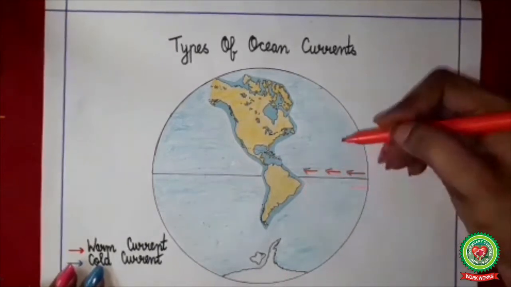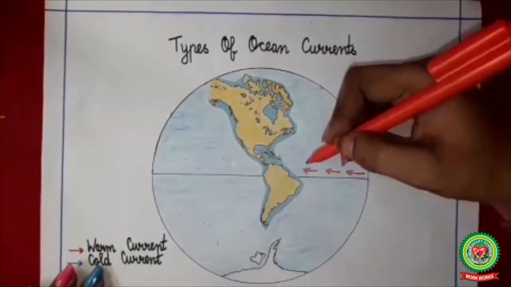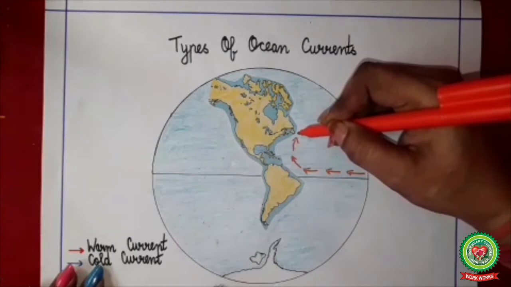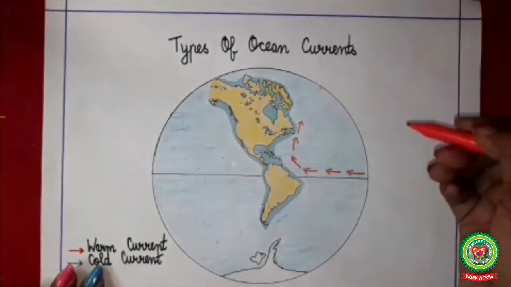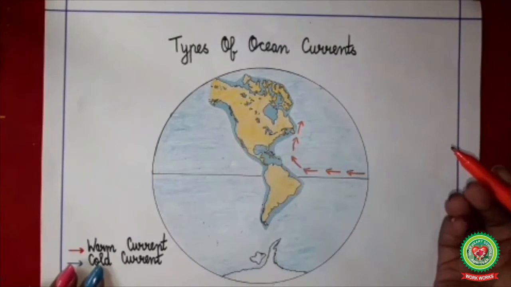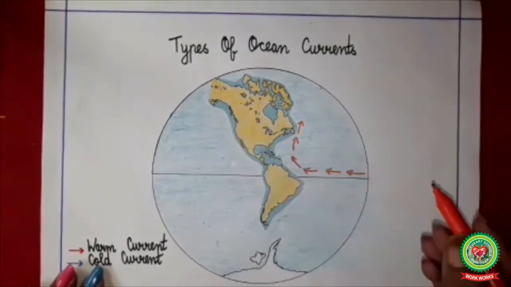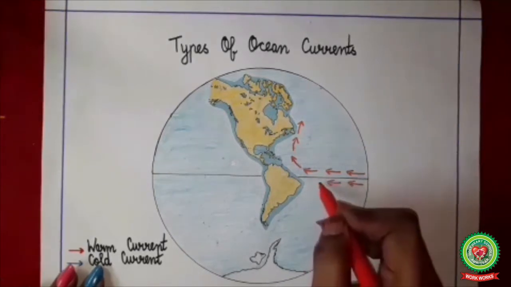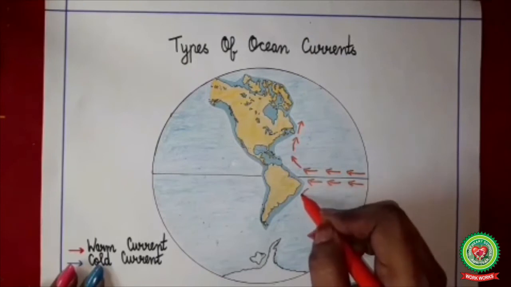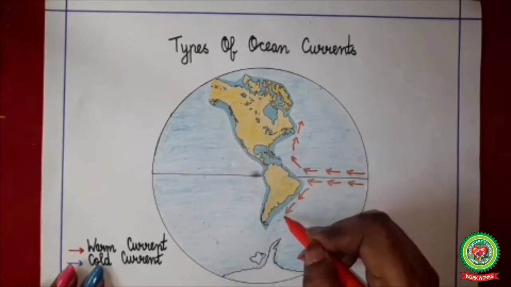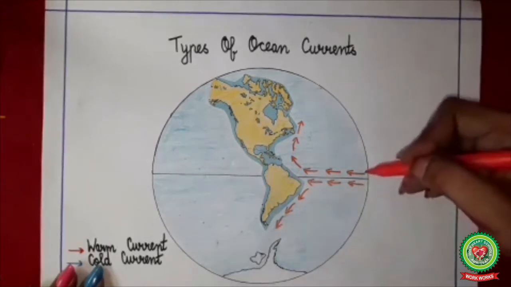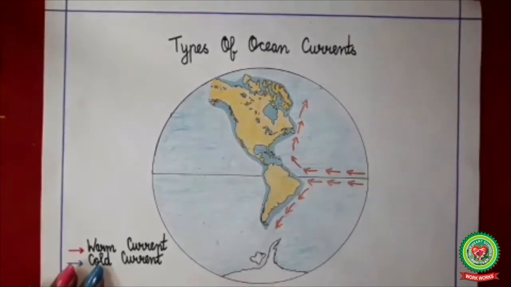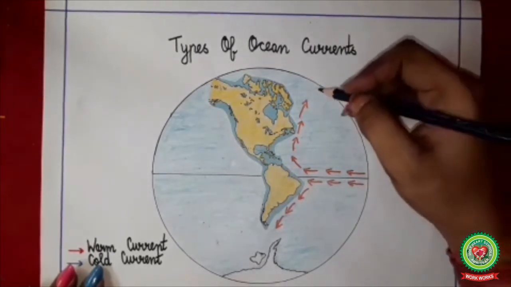Then the warm current moves towards the pole. Warm currents in the northern hemisphere are deflected towards their right side. It is due to rotation of the earth, which I have discussed with you. And in the south, the same deflection is there, but towards the left side. So, we can say that warm currents flow from equator to poles, whereas the cold currents flow from poles to equator.